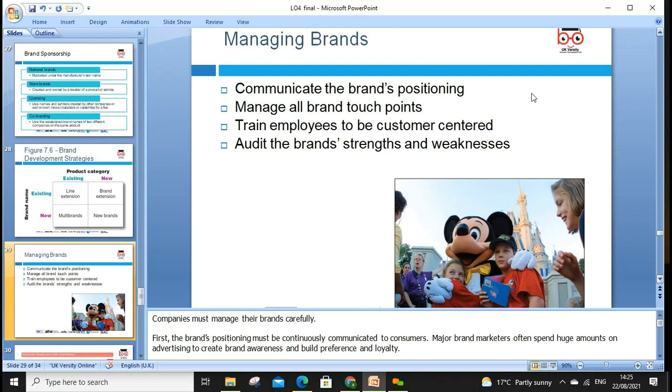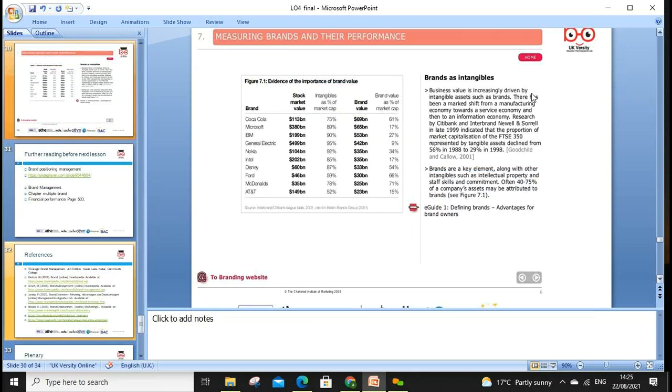When managing brands and their performance, communicate the brand positioning to your stakeholders, manage all the brand touch points, train employees to be customer centered, and audit the brand strengths and weaknesses. For each brand, what is its strength and how will it appeal to the customer? Think of own brand, best in class, premium, different brands. We are not upper class, lower class, or middle class; we position ourselves in the customer's eyes, with different brands for different segments.